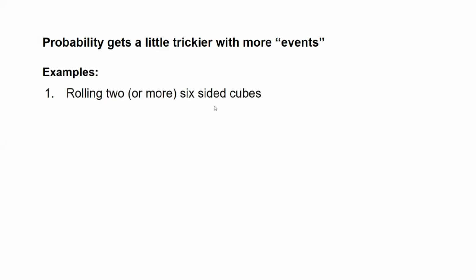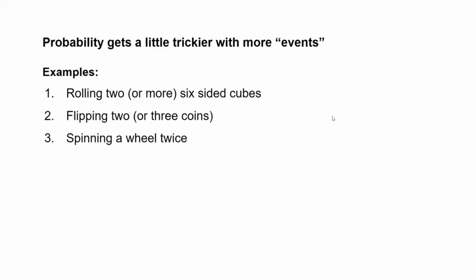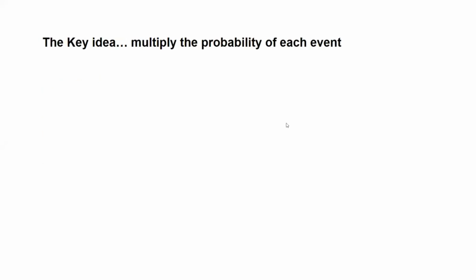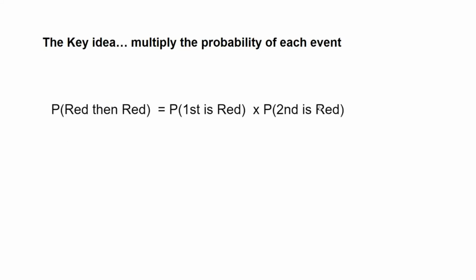Rolling 2 or more 6-sided cubes would be more than one event. Flipping 2 or 3 or 4 coins. Spinning a wheel twice. Picking 2 balls from a jar. Those are all examples where there's more than one selection being made. Now, the key idea that we're going to use for problems with more than one event is to multiply the probabilities together. Let me give you some examples of that.